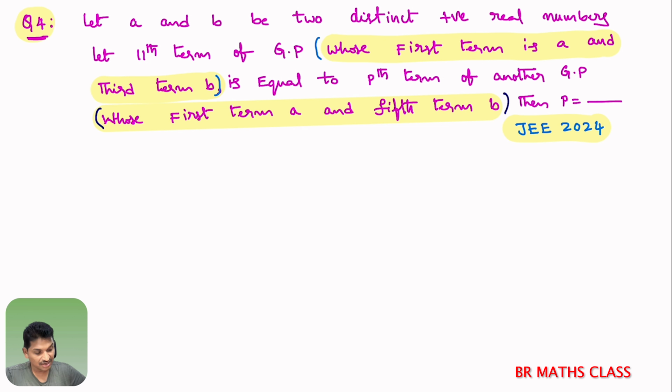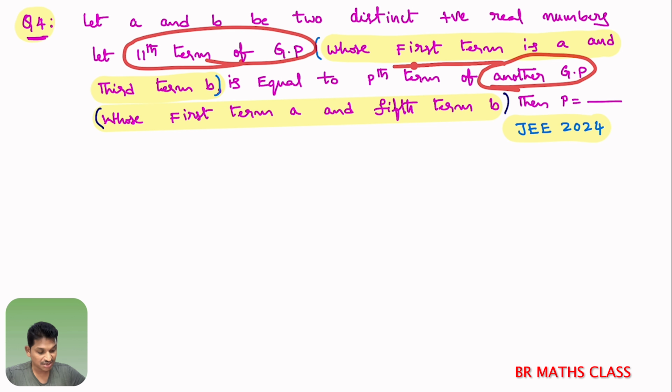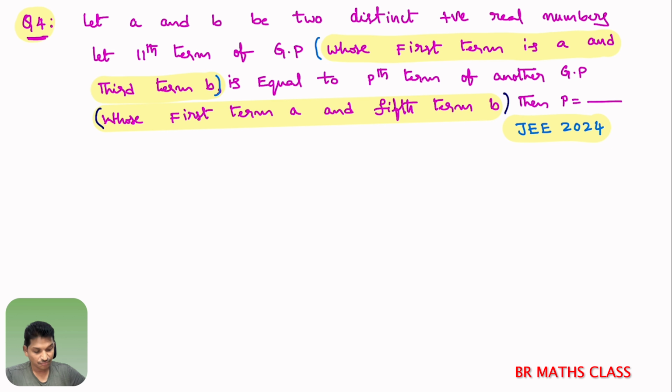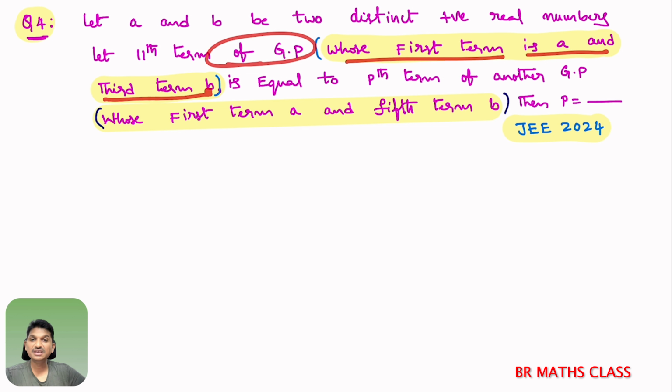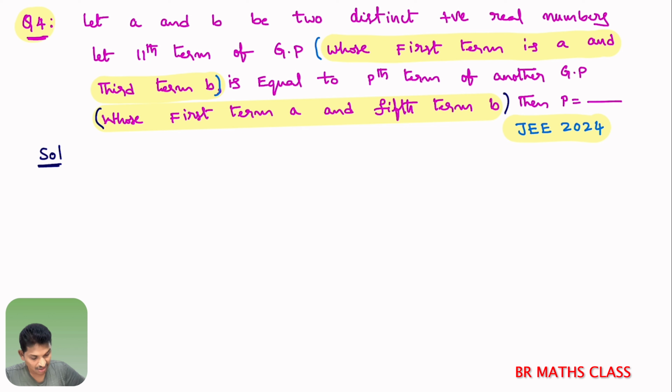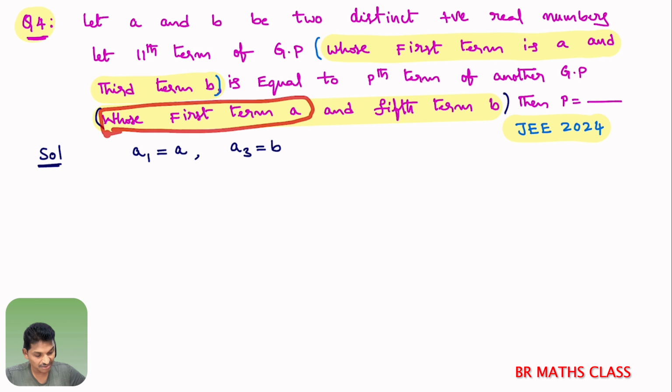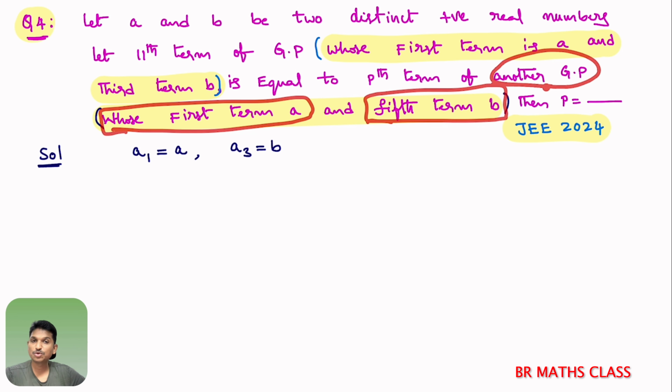First, we understand that there are two geometric progressions. The 11th term of the first geometric progression is the pth term of the other geometric progression. We need to find the value of p. For the first geometric progression, whose first term is A and third term is B, I'll write that information. In the question, they gave first term is A and third term is B. And for the second geometric progression, first term is A, fifth term is B.